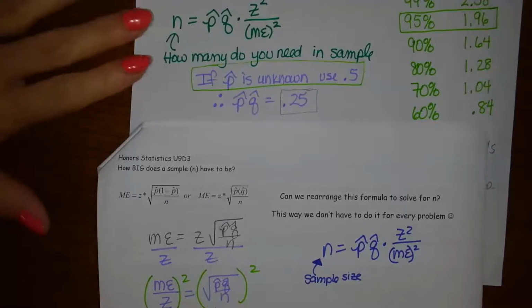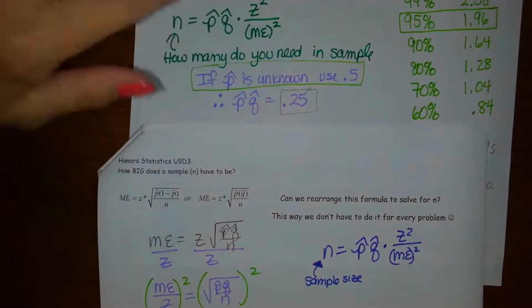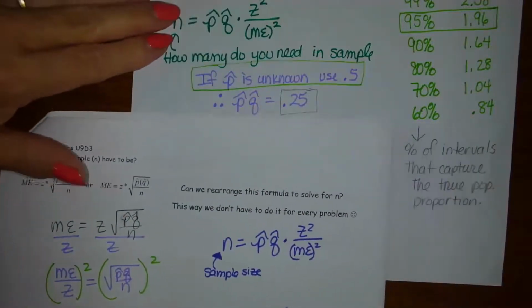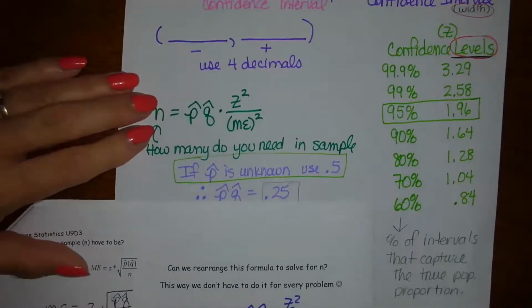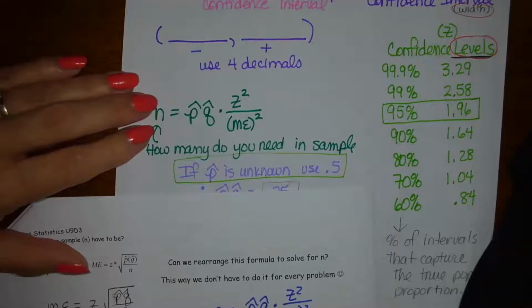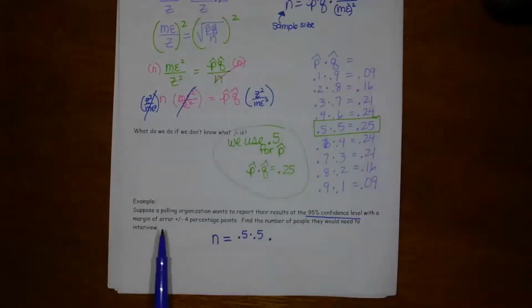Okay. So did everybody add this to your brain? So I want you to look at your brain right now. Take a second. I'm going to pause this. Okay. So they want to know the 95% confidence interval. They did not tell me P hat. So I used 0.5 and 0.5.